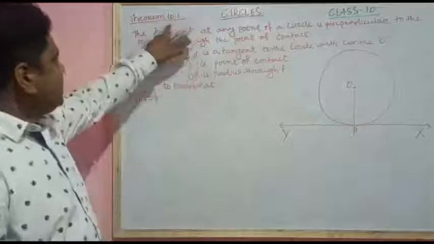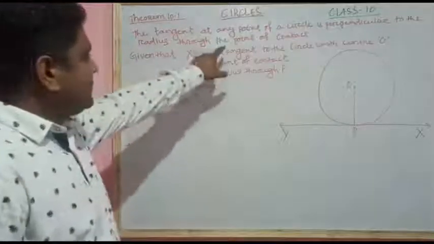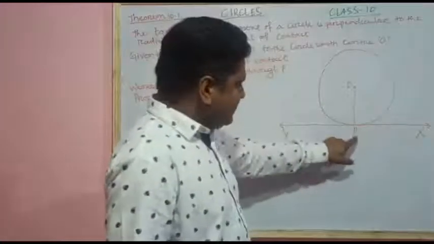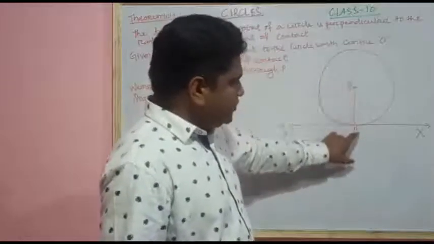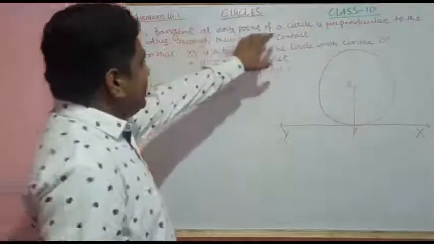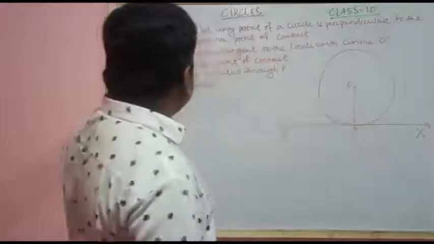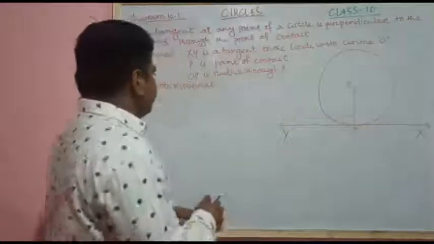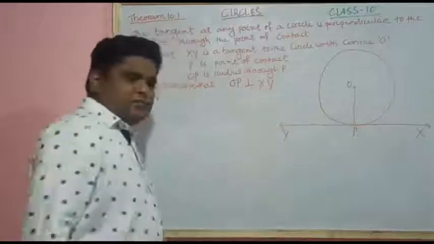Theorem 10.1: the tangent at any point of a circle is perpendicular to the radius through the point of contact. Here see this, XY is a tangent, P is the point of contact and OP is the radius through P, that is, the radius through the point of contact. We need to prove that OP is perpendicular to XY.